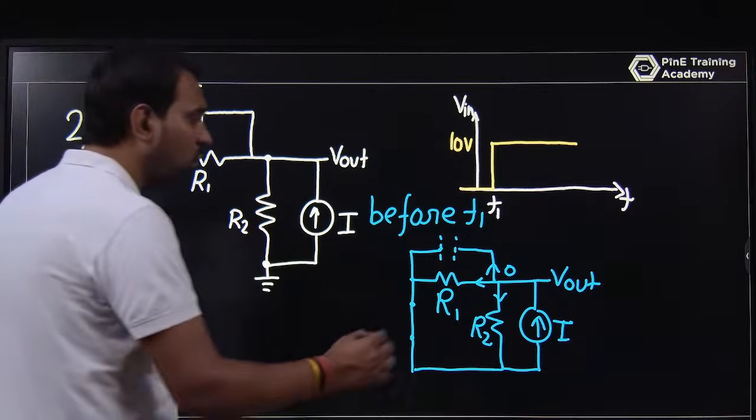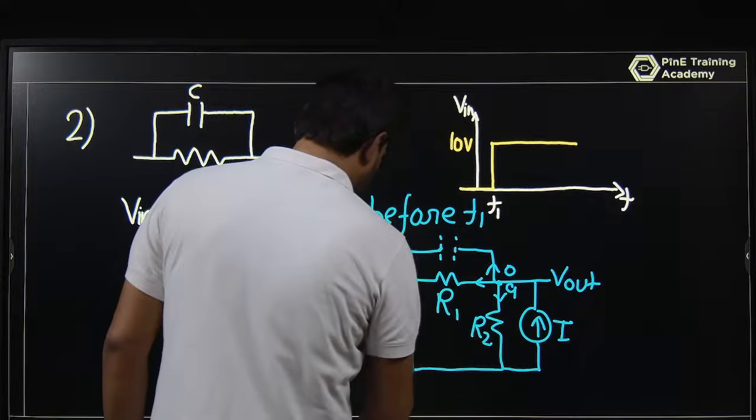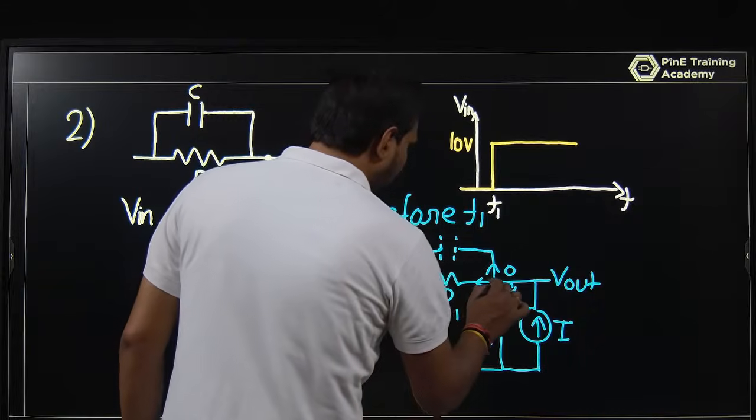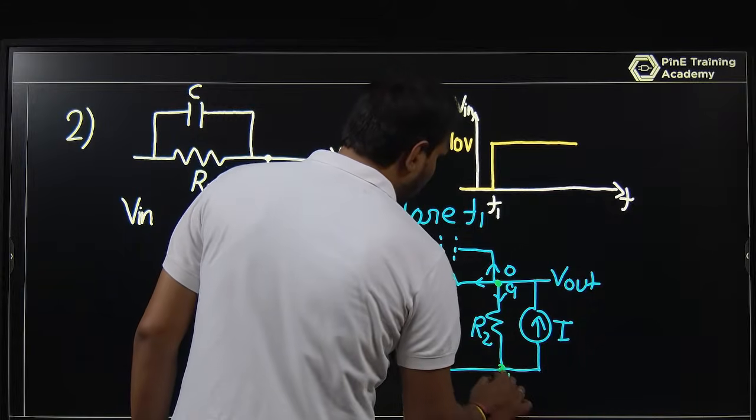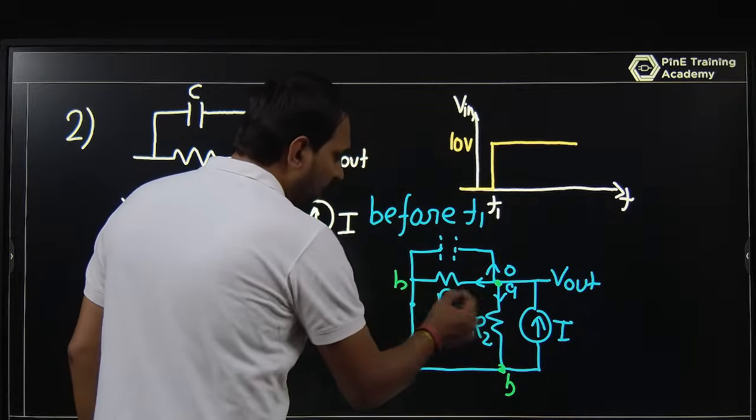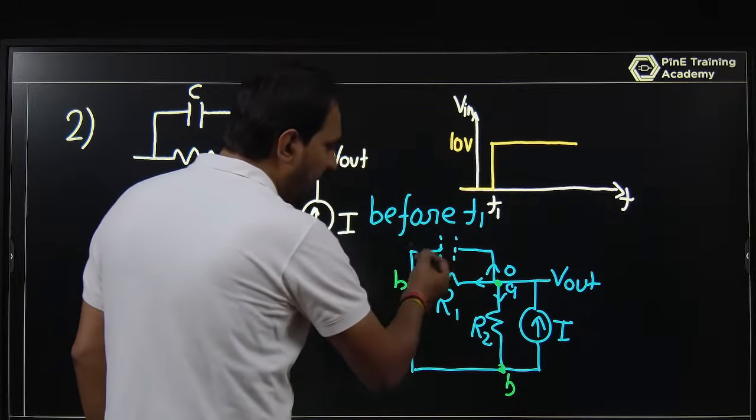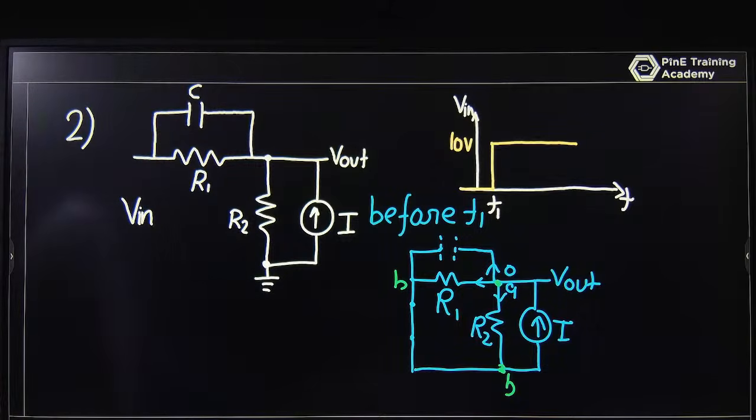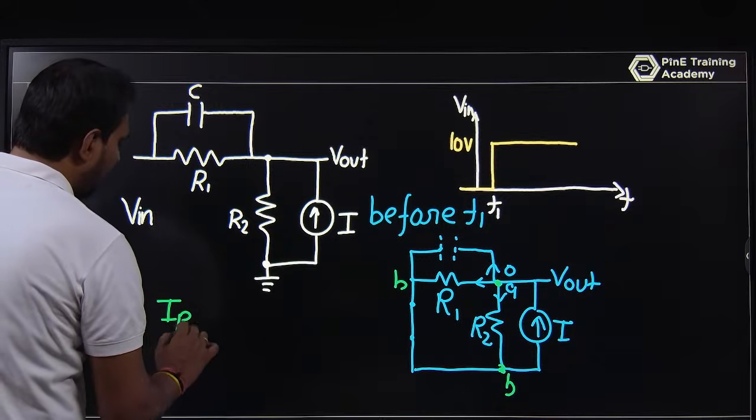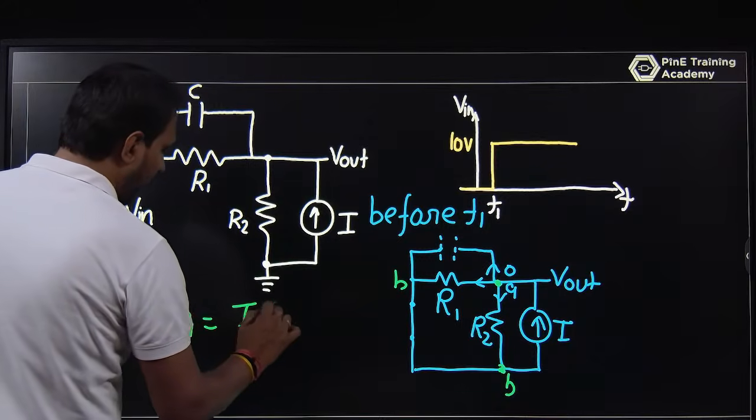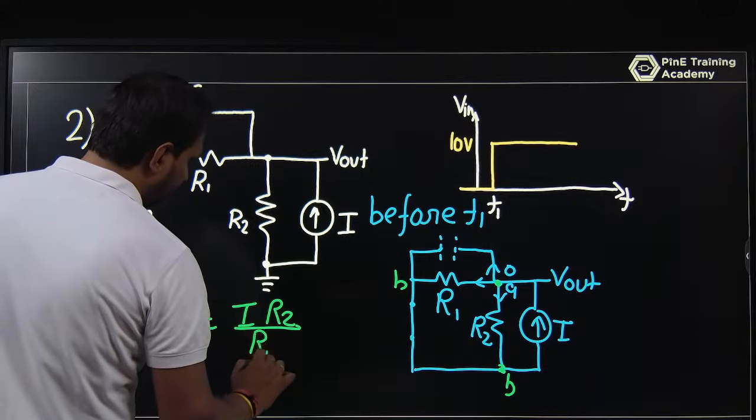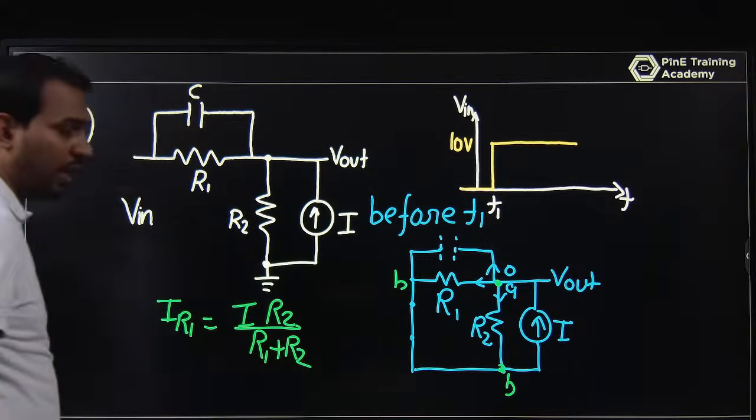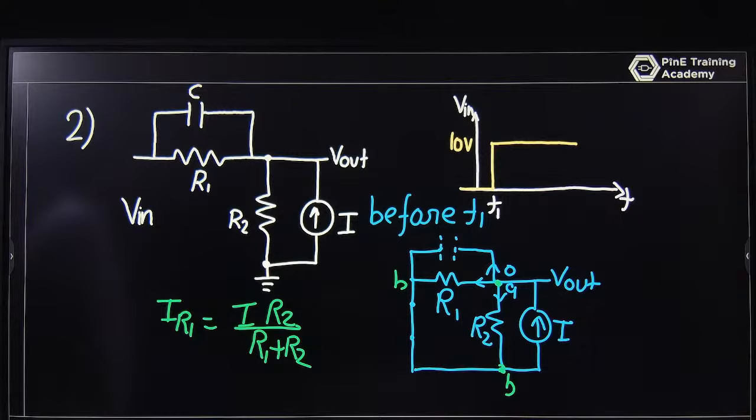If you are looking at this node, this is node A and this is node B. In between A to B, R1, R2, the current source and the capacitor are all in parallel. So just determine the current through R1 or R2, multiply with that impedance, and you find V out. So firstly, what is IR1? I can write IR1 is equal to I into R2 upon R1 plus R2. This is the current through R1, by current division.